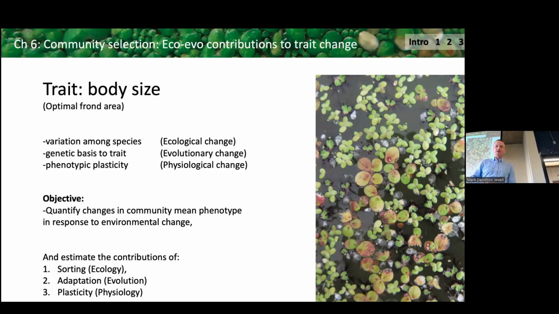So the objective of this chapter is to quantify the changes in community mean phenotype in response to environmental change, and then to estimate the relative contributions of ecology, so species sorting, evolution or adaptation, and physiology, phenotypic plasticity, as well as all of the different interactions between these processes.